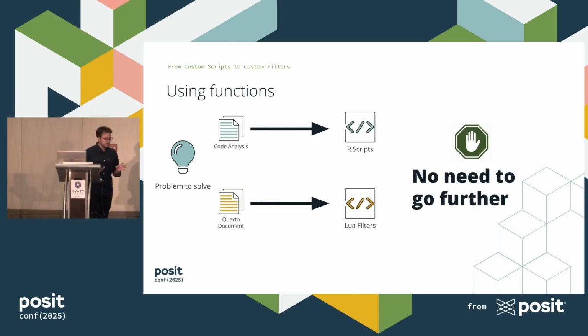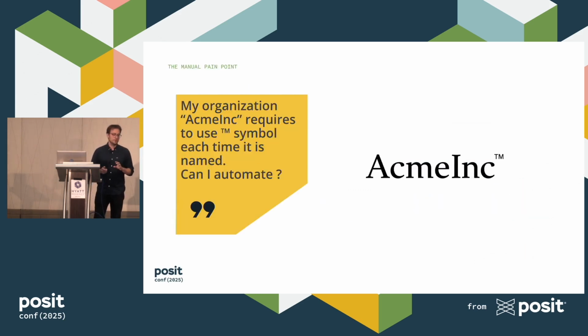So let's take a very simple example for the purpose of explaining all that. This user works in an organization that is called Acme Inc., and that requires him to use the trademark symbol of the brand each time the company's name appears in a report. And so this can be really tedious, as if you are a Windows user like me, adding a trademark symbol is a weird combination of keys. So it's a normal question to ask, can this be automated?